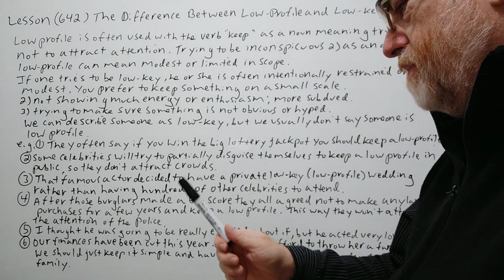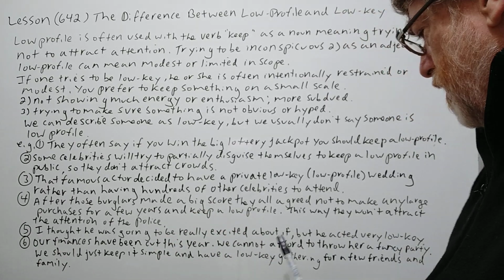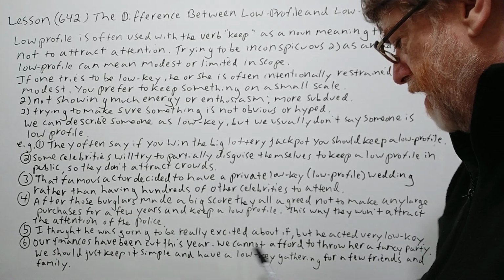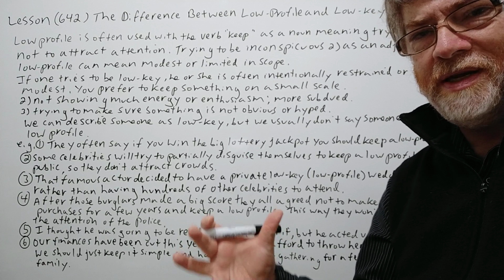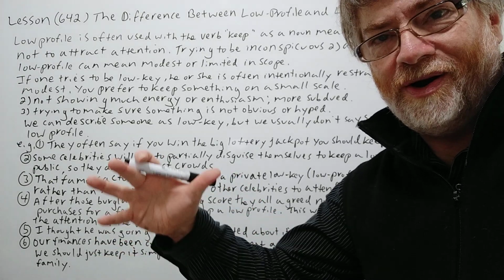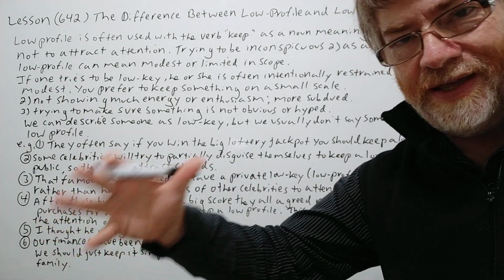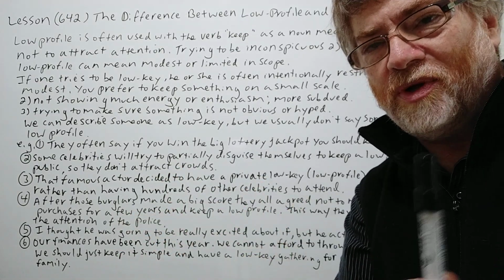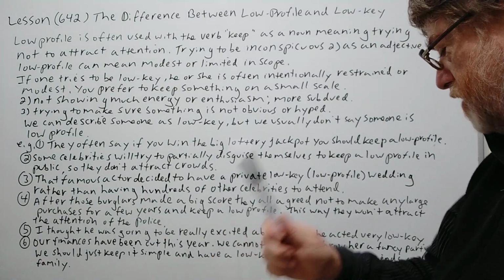All right, number 6. Our finances have been cut this year. It means they made a lot less money. We cannot afford to throw a fancy party. We should just keep it simple and have a low-key gathering. Here they mean it, again, on a small scale, but it's probably not so much about attracting attention. It's more about being cheaper or lower cost, because they can't afford to have the big party now. They want to keep it low-key. They want to keep it on a small scale. In that case, you're probably more likely to use low-key. For just a few friends or family.